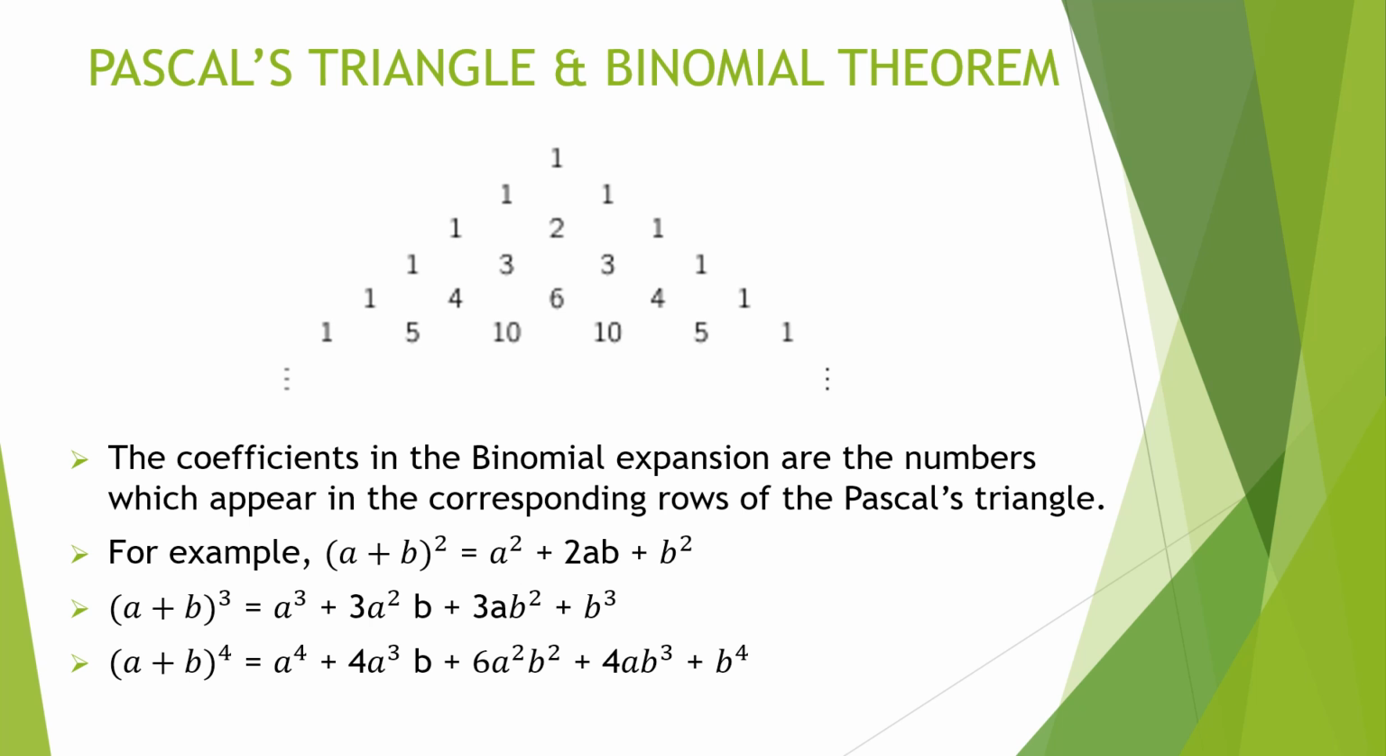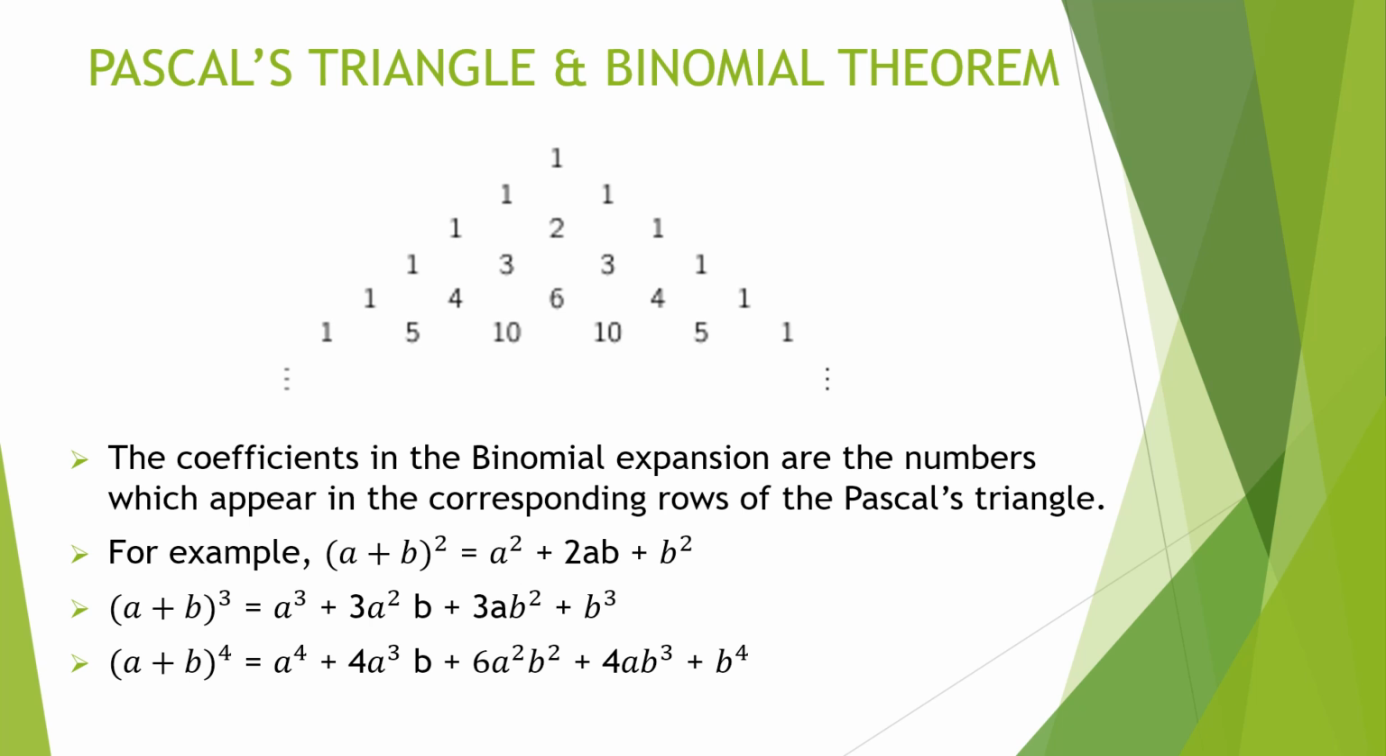Now let us see how Pascal's triangle and the binomial theorem are related. You know the expansion of (a+b) whole square. It is a square plus 2ab plus b square. Now if you look at Pascal's triangle and see the second row, what do you get? 1, 2, 1. So the same are the coefficients of (a+b) whole square. Then you know (a+b) whole cube is a cube plus 3a square b plus 3ab square plus b cube. Now observe the third row of Pascal's triangle, 1, 3, 3, 1. So the same are the coefficients of (a+b) whole cube.